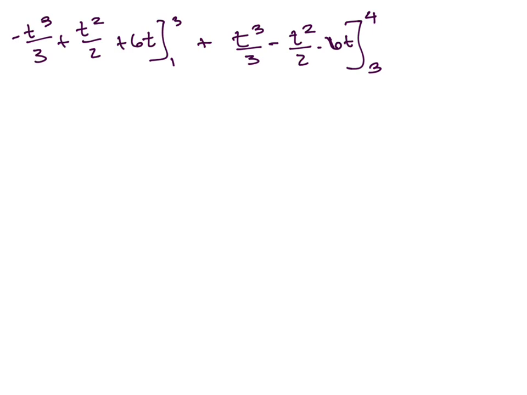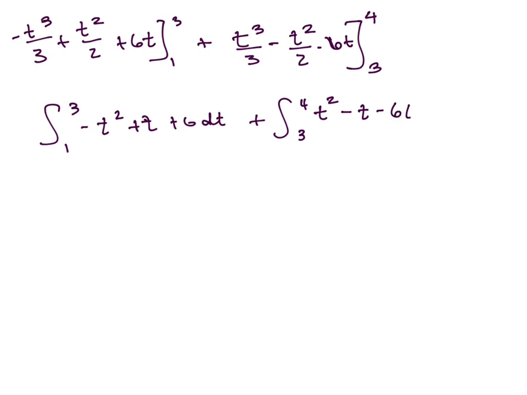Anybody get an answer yet? Is it a lot? You want me to let you do it on the calculator? Okay, so options on the calculator. You may go on the interval from 1 to 3 of negative t squared plus t plus 6 dt, plus the integral from 3 to 4 of t squared minus t minus 6 dt. Type this in your calculator and have it integrate.